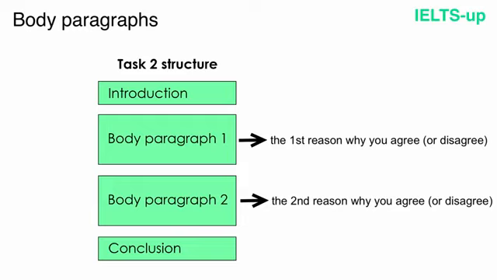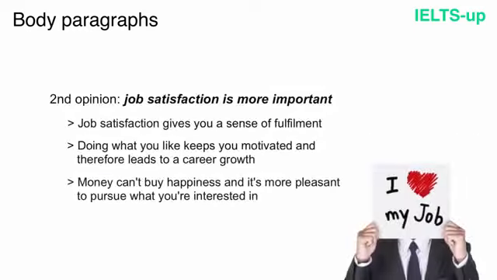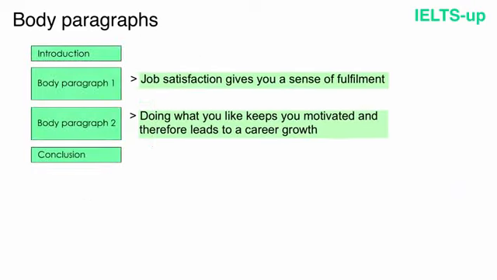Good news is that we have already generated our supporting points. So now we should choose any 2 of them for our essay. Let's pick this one. Job satisfaction gives people a sense of fulfillment. And also let's pick this one. Doing what you like keeps you motivated and therefore leads to a career growth. Okay, now let's start writing our body paragraphs.